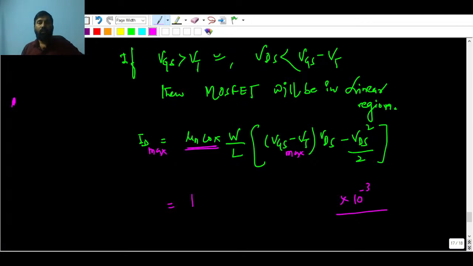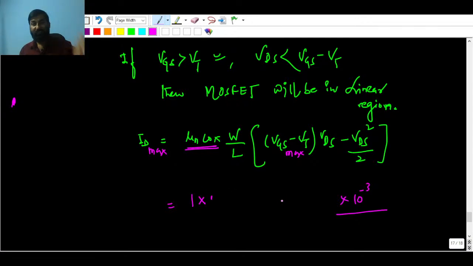What is the importance of µnCox? What is the importance of the W by L ratio? Everything we discuss in the class, and I will be discussing here as well. So ID max is equal to µnCox times W by L. µnCox is given as 1 milliampere per something, so 10 to the power minus 3. W by L: W is 100 micro and L is 10, so you can say 10 only.